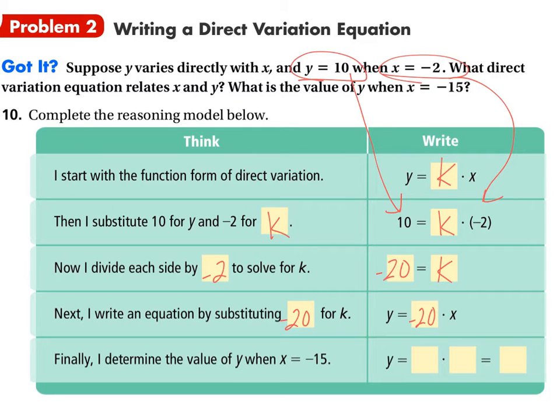Then I can use what I know to determine what y is when x is -15. Now remember, my k is -20, my x is -15. If I multiply those together, I'm going to get a positive 300. So my value of y when x is -15, y equals a positive 300.